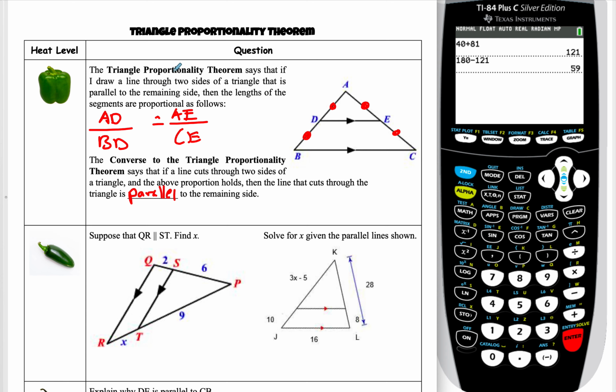So this statement says if parallel, there's proportionality. This statement says if there's proportionality, they're parallel. So that means that parallelism in this case is true precisely and at no other time than when you have proportionality.